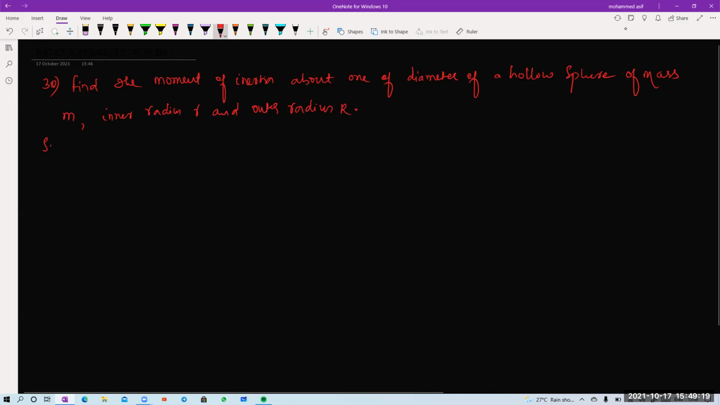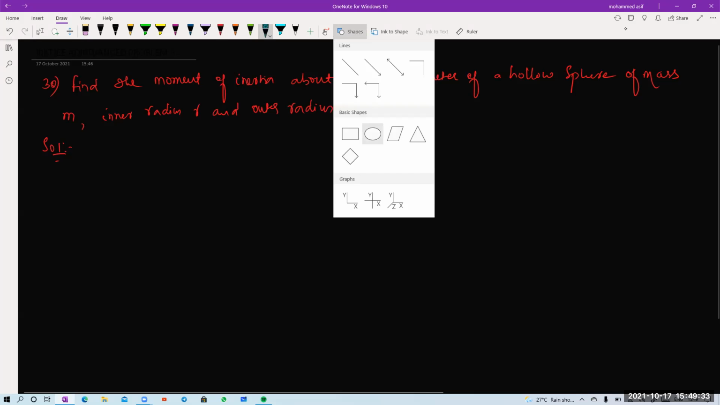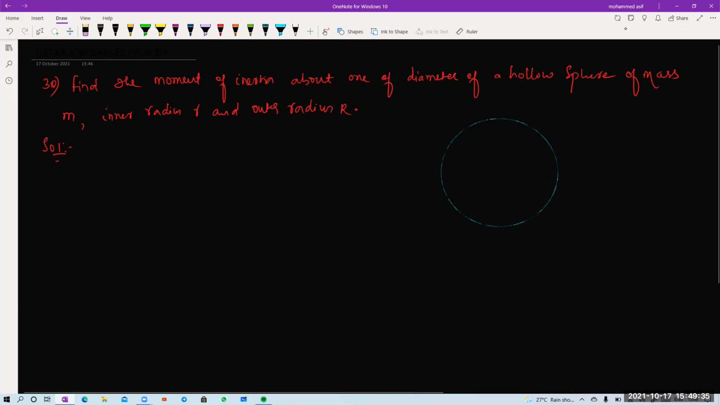Okay, so this is the question for us. We need to find the moment of inertia about one of the diameters of a hollow sphere. For your hollow sphere of mass M, the inner radius is small r and the outer radius is capital R. So let us try to take the sphere right now. This is the given condition.